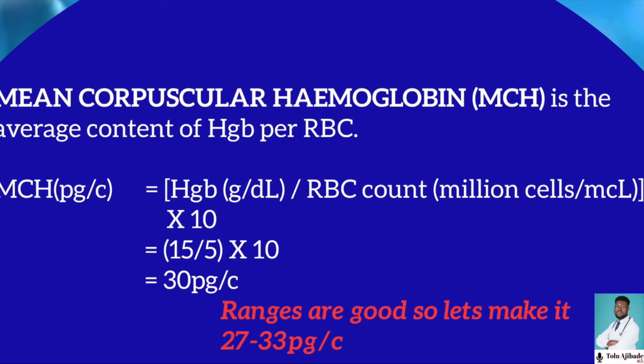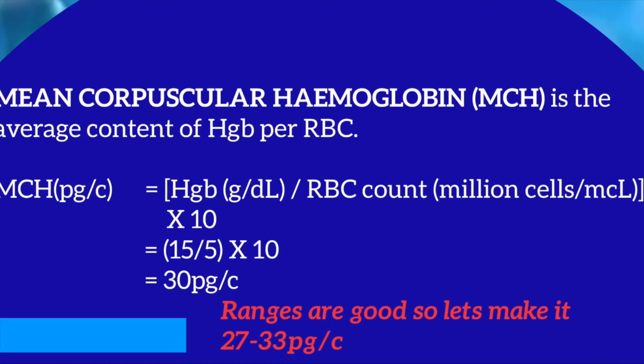So what's the hemoglobin value? 15. That's like the average, okay? What's the red blood cell count in millions of cells per microliter? That's 5, yeah? RBC 5. 15 divided by 5, 3. 3 times 10, 30. Remember, you cannot just say 30 is the normal value, because if you say 30 is the value, then you're leaving no leeway. So let's put 30 in a range. Minus 3, plus 3, that will be around 27 to 33, okay? So that's the normal value for mean corpuscular hemoglobin.